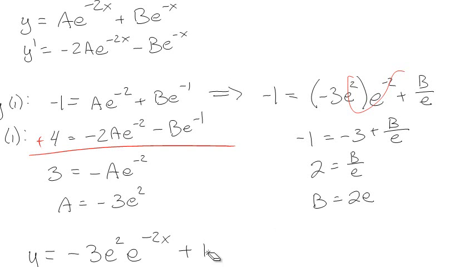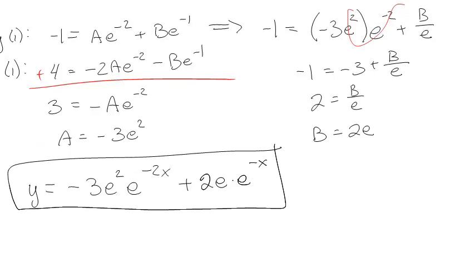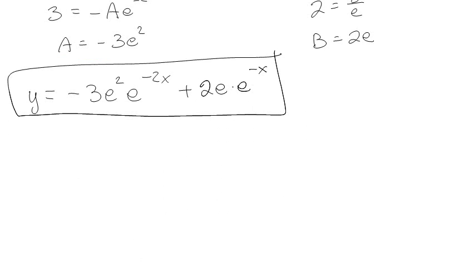B is 2e, e to the negative x. Okay, so that's my solution, like that. Now, I'm going to show you another way to do it.